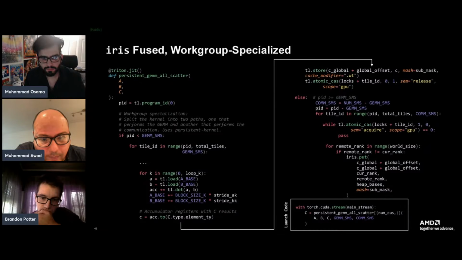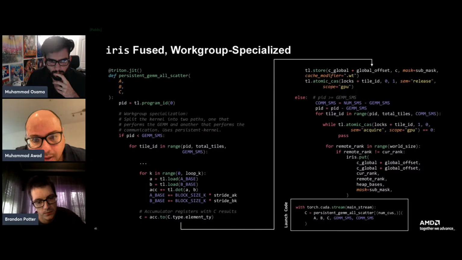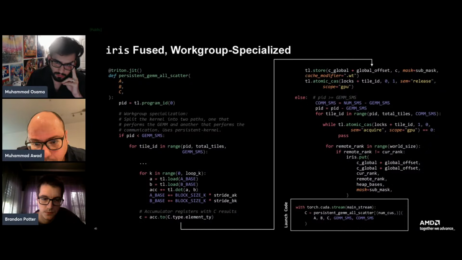So again, you still have the producer-consumer relationship, this is happening between two work groups within the same kernel, not two different kernels. So this is just one kernel, and then you have the same relationship. If we look at the top right-hand side, you're storing the C results once you finish, or the partial results, and then you release the lock. If you scroll down a little, at the consumer side, you're iterating over the tiles and acquiring the lock, with acquire semantics at GPU scope, because we're communicating within the GPU here, and then you just do the all-scatter.